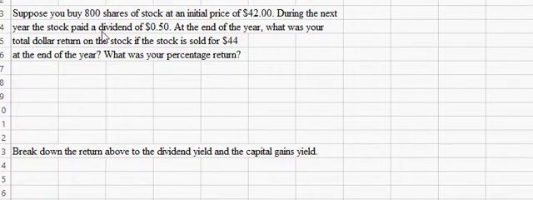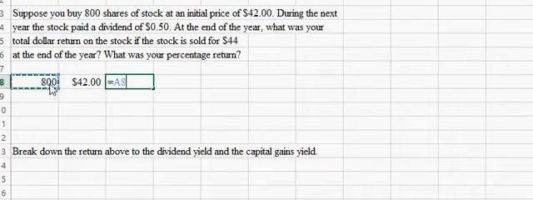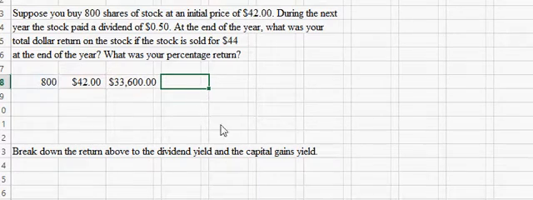So the first thing it says is that we buy 800 shares at initial price of $42. So we'll record down here 800 shares and $42. Multiplying those two numbers together, we'll find out our total investment in the stock. So 800 times 42, we've invested $33,600.